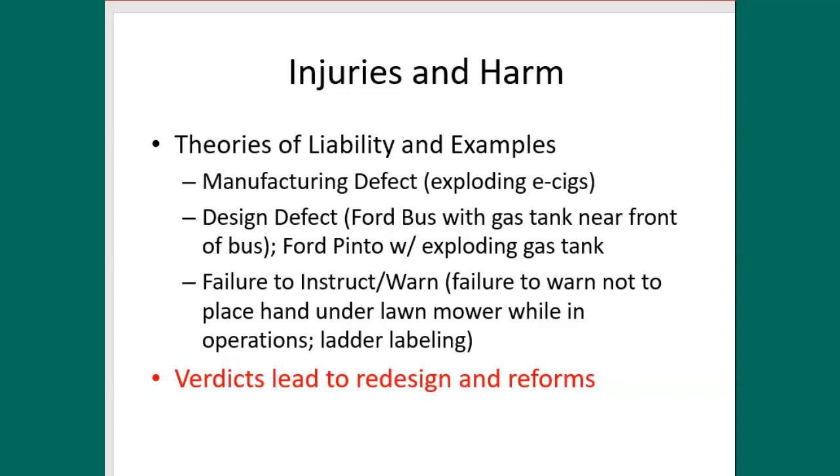And each one of those labels, I would bet, stems from a lawsuit in the past where someone did exactly that behavior and got hurt as a result and sued the company. So the hope is that the verdicts will lead to redesign and reform.